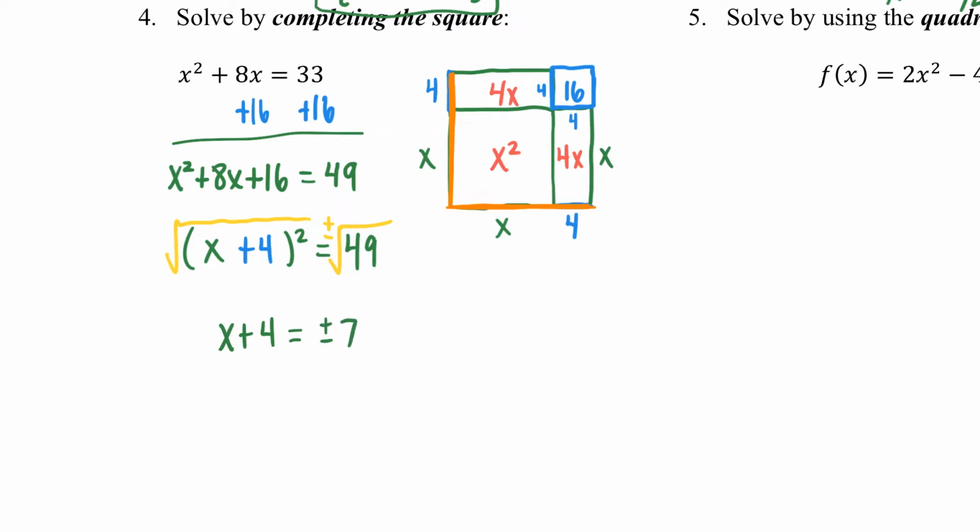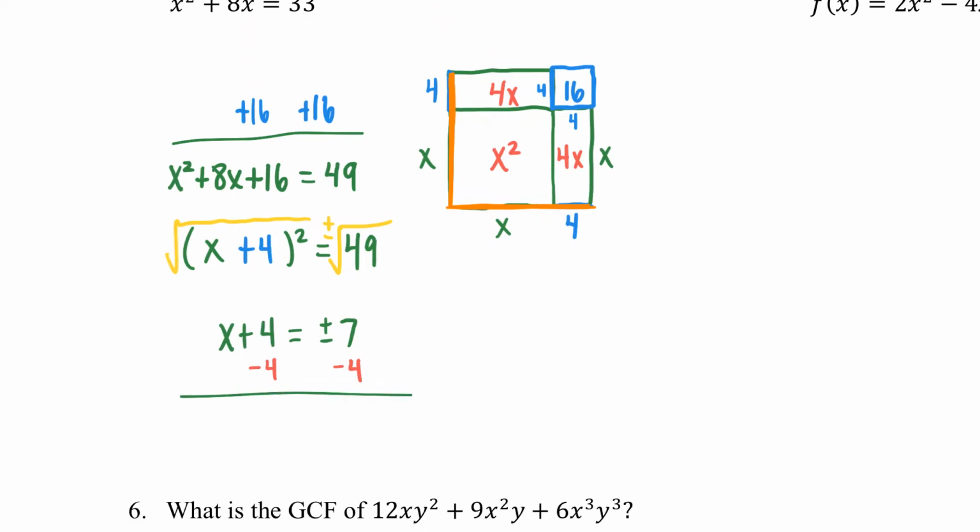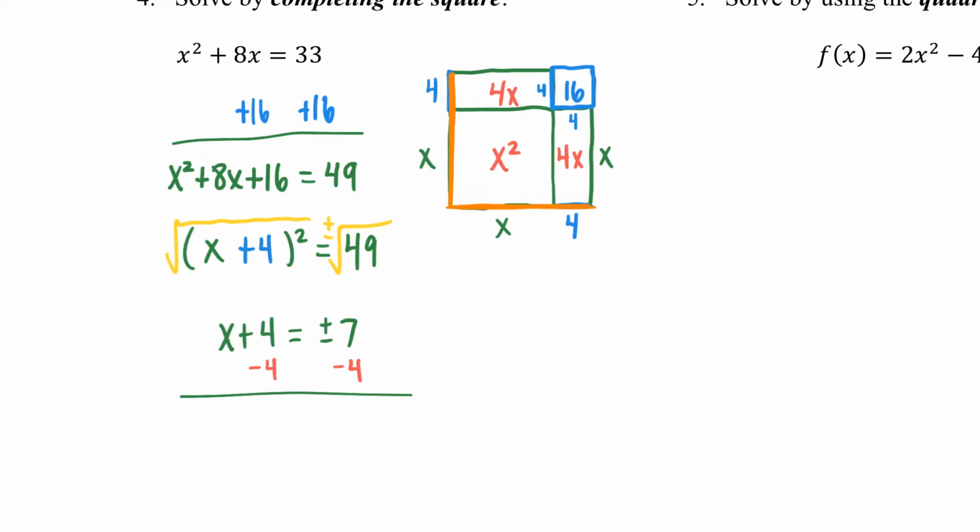And then from here, we're just solving. We subtract 4 on both sides. And remember, be careful. Anyway, you've got x is equal to, and a lot of people want to say 3 here, plus or minus 3, because 7 minus 4 is 3. But you have to be careful. What you actually have is positive or negative 7, and you're subtracting 4.